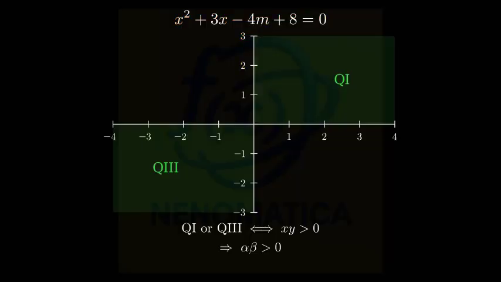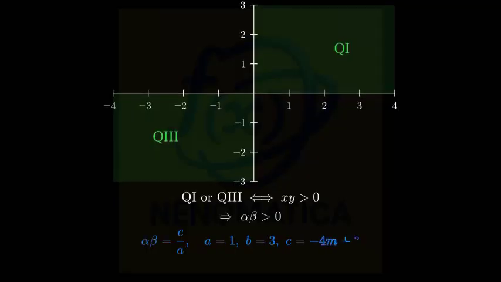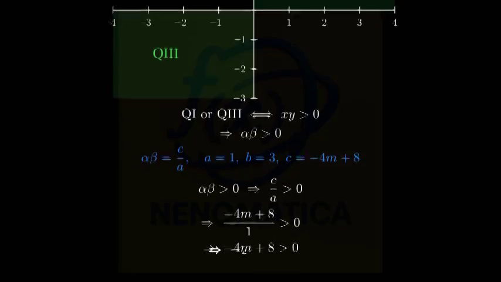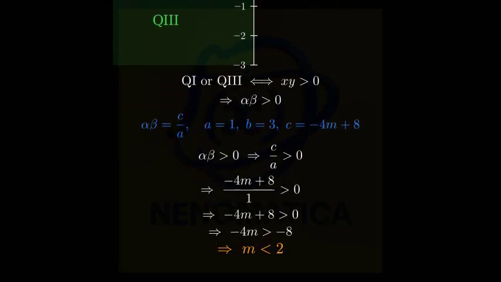The condition for quadrant 1 or quadrant 3 is x times y greater than 0. For our point A of alpha, beta, that means alpha times beta greater than 0. For a quadratic ax squared plus bx plus c equals 0, the product alpha beta equals c over a. For our equation, a equals 1, b equals 3, c equals negative 4m plus 8. So alpha beta greater than 0 becomes c over a greater than 0, which is negative 4m plus 8 greater than 0. Solving gives m less than 2.